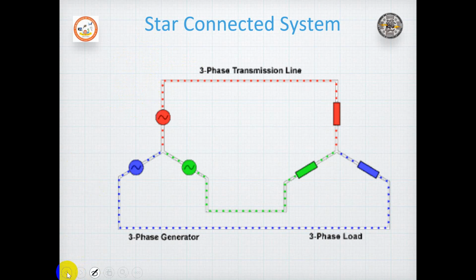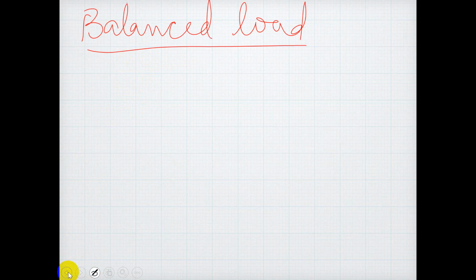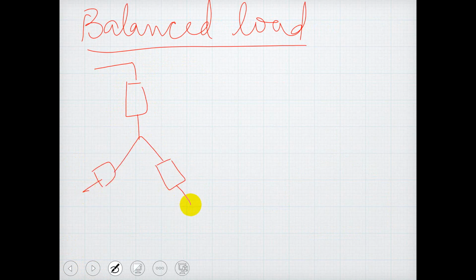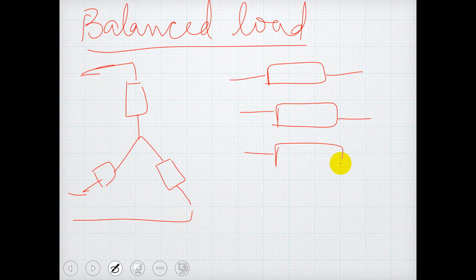Let us discuss now what is this balanced load. If you take the load in star, we represent the load in this star form. In another simple way, there are three phases, three loads. If you take, these are the three phases and loads. How do you connect? Let me call the ends of the R phase R1, R2, and the ends of the other phases Y1, Y2, and B1, B2.